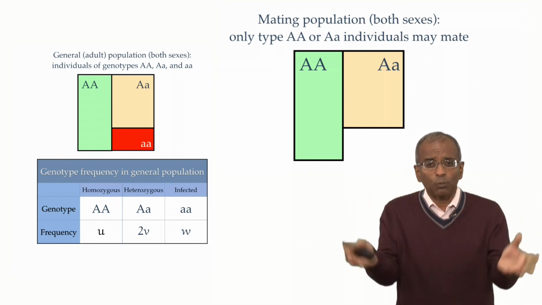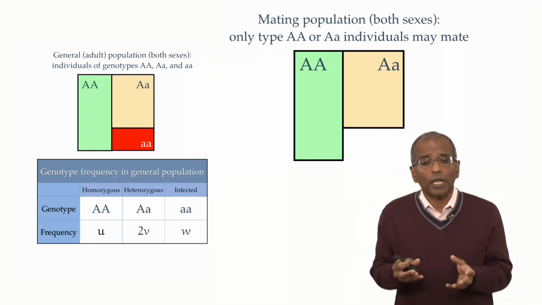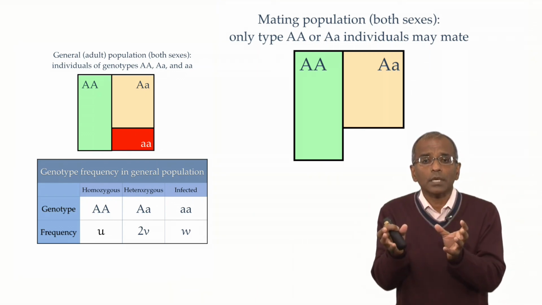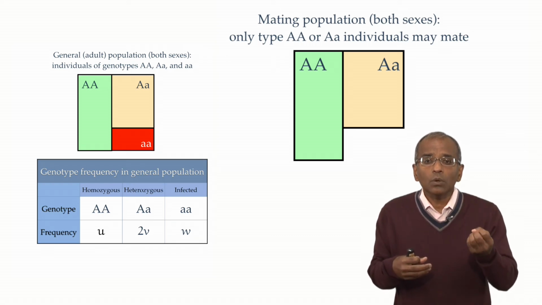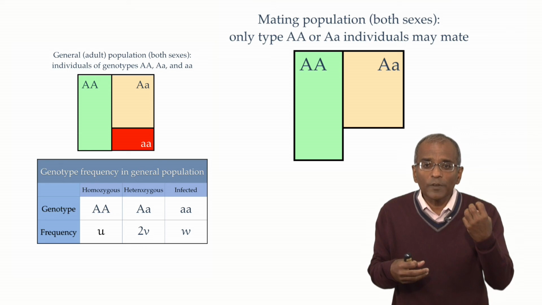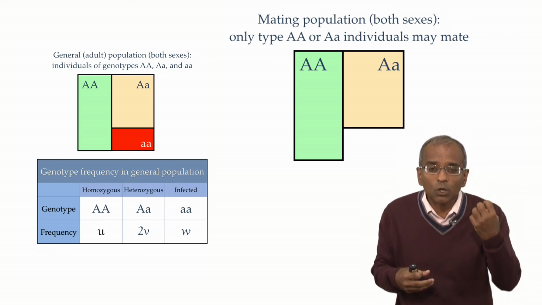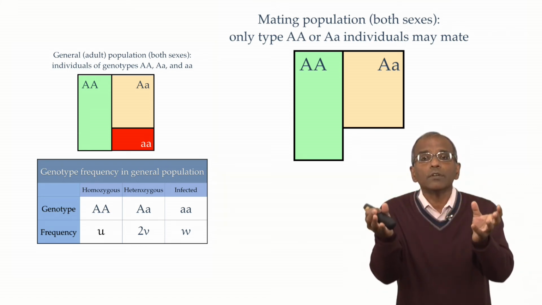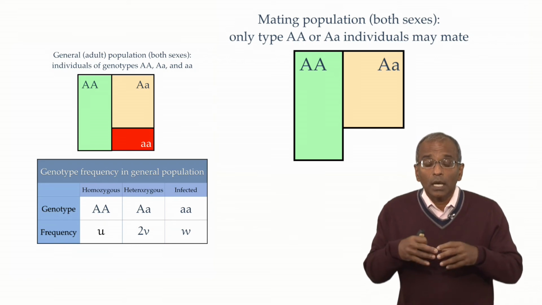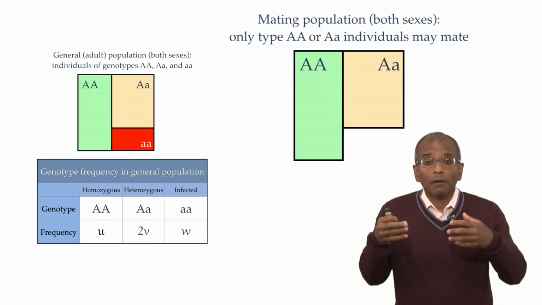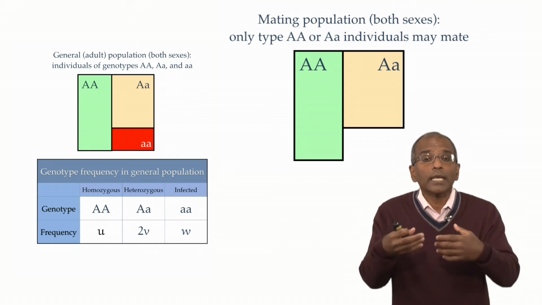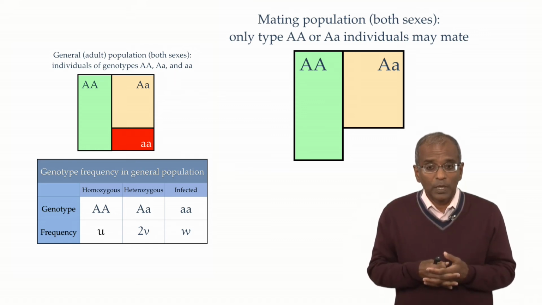We start with an overall population, and of this population, only a segment, the normal homozygous and the heterozygous, who are carriers but do not show visible evidence of the disease. They themselves are not sick. These are the only individuals who are allowed to mate. For simplicity, we're going to assume that both sexes have these genotypes in the same proportions.